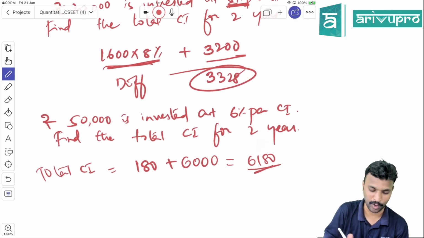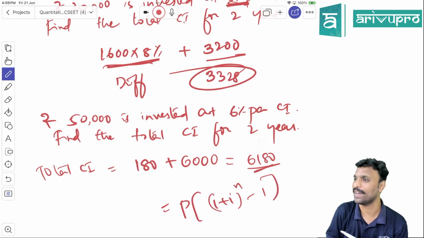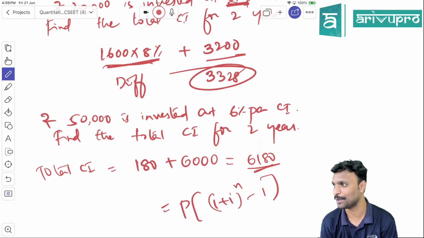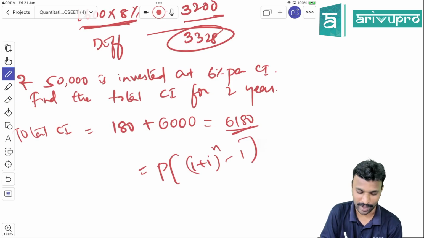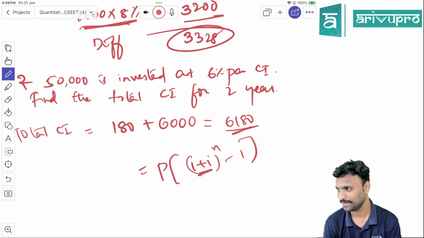So you have to use this formula: P into (1 plus I) whole power n minus 1. This is the formula actually. If you have a calculator, mobile calculator only, you can do it. How much does 1 plus I get? 1.06, because 6% is 0.06. Power how much? 2. You know how to raise the power in the calculator? Type 1.06 and raise the power to 2.